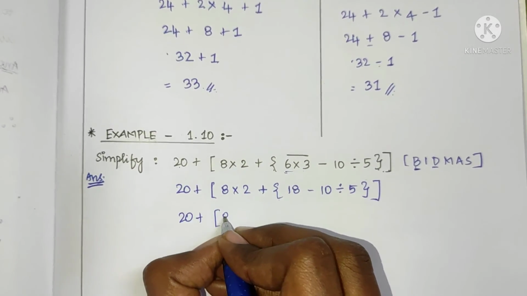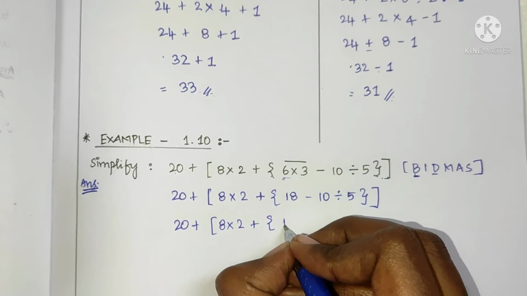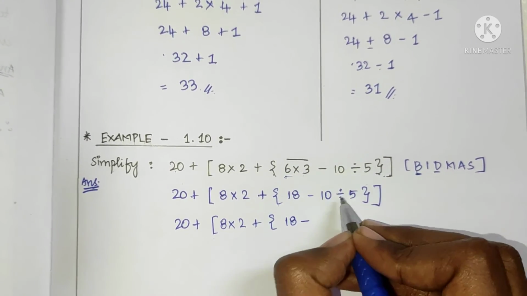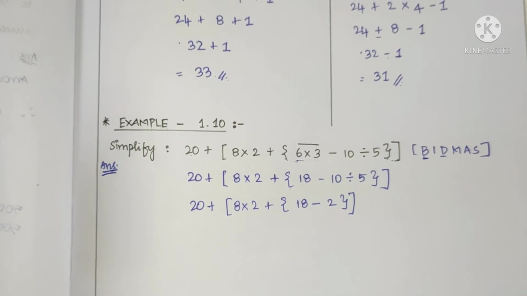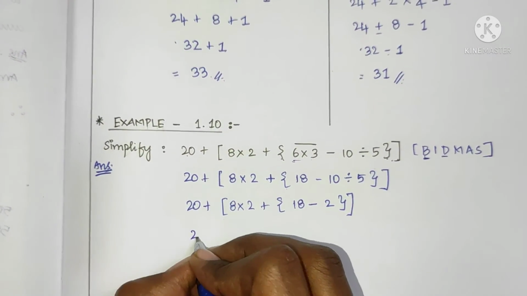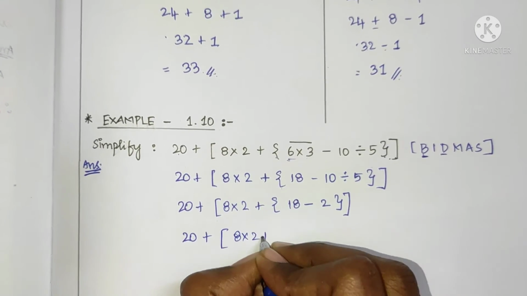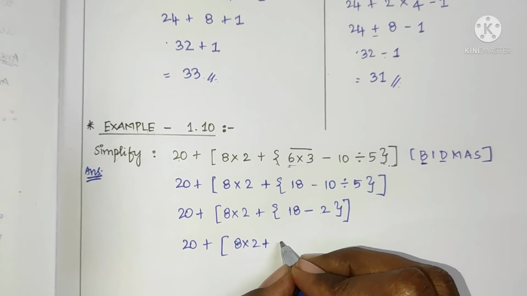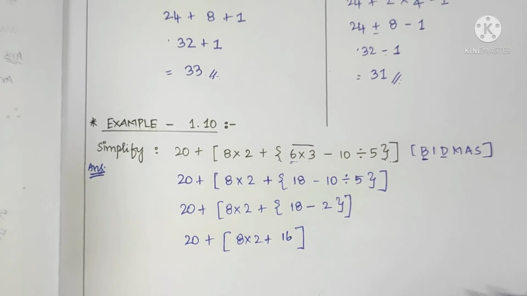10 ÷ 5 is 2, so 20 + [8 × 2 + {18 − 2}]. Again, 18 − 2 is 16, so 20 + [8 × 2 + 16].